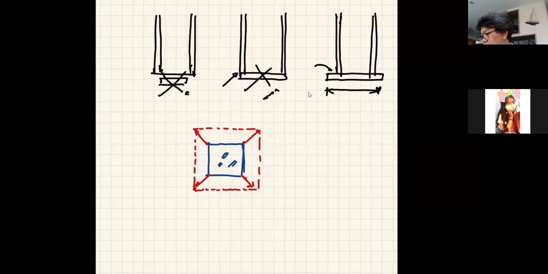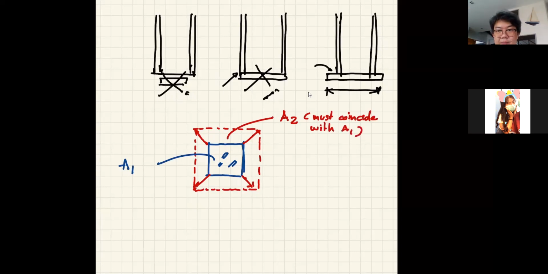Okay, we are back in business. The red area must coincide with the blue area, which is the area of the steel plate. So the area of the steel plate is called A1, and the area of the concrete that will undertake the load from the steel plate is called A2, and it must coincide with A1. Coincide means that they should share the same centroid.